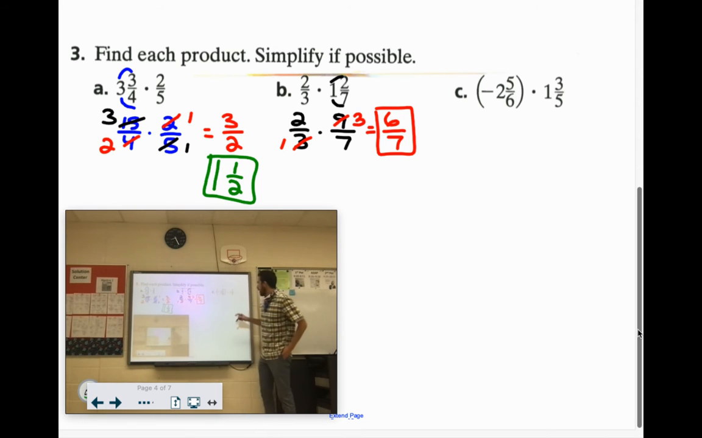All right, here we go. Now, don't worry about the negative now. You know that negative times a positive is going to give you a negative result. But some people will say 6 times negative 2 is negative 12, plus 5 is negative 7. No. You do all the improper stuff first, and then you make it negative at the end. So 6 times 2 is 12, plus 5 is 17. So this would be negative 17 over 6, times 5 times 1 is 5, plus 3 is 8.